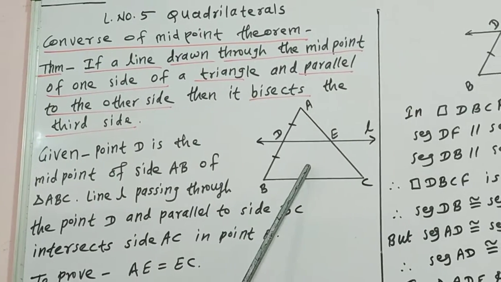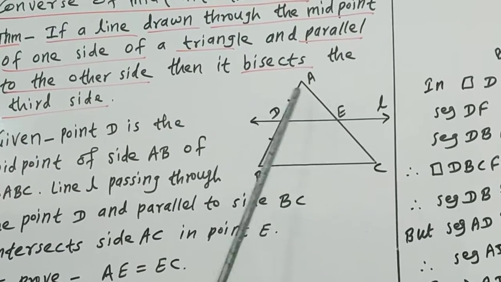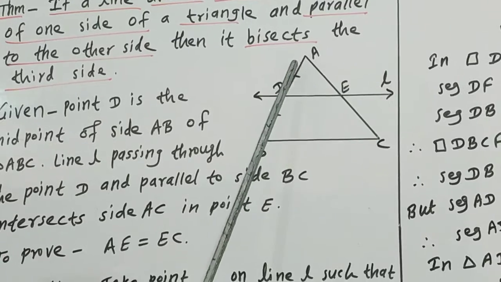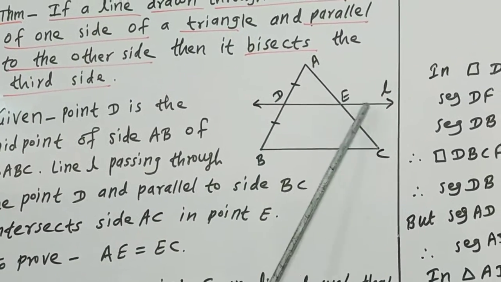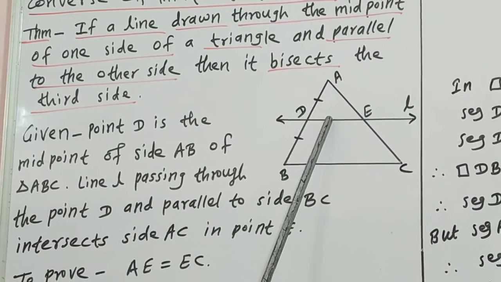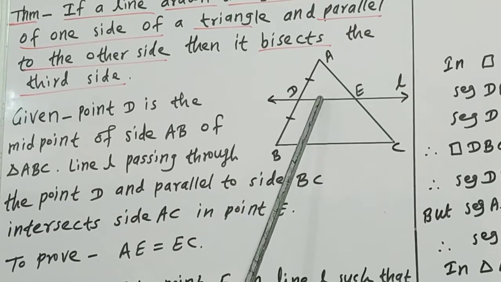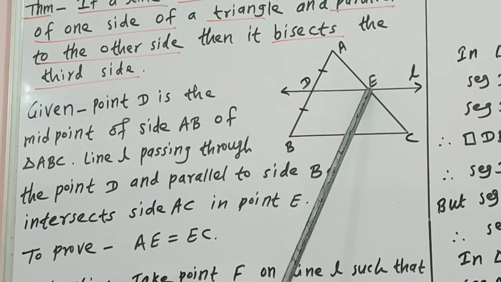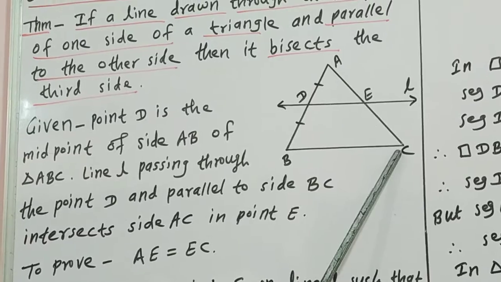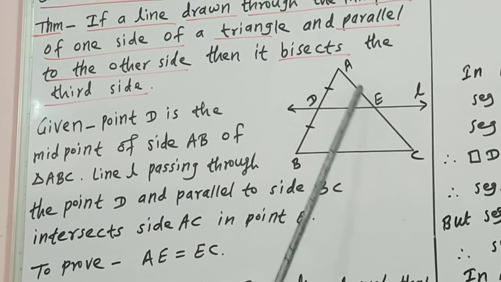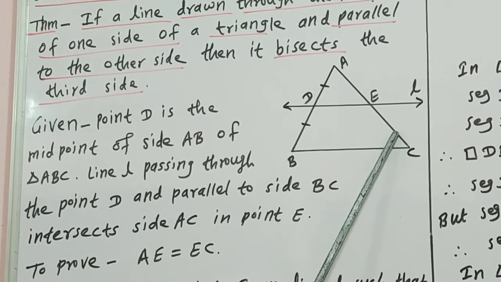Now try to understand in this figure. The given triangle is ABC. D is the midpoint of one side, and the line L passing through the midpoint of the first side is parallel to the second side. Then we have to prove that this line bisects the third side. The third side is AC. That means we have to prove that E is the midpoint of AC, or AE is equal to EC.